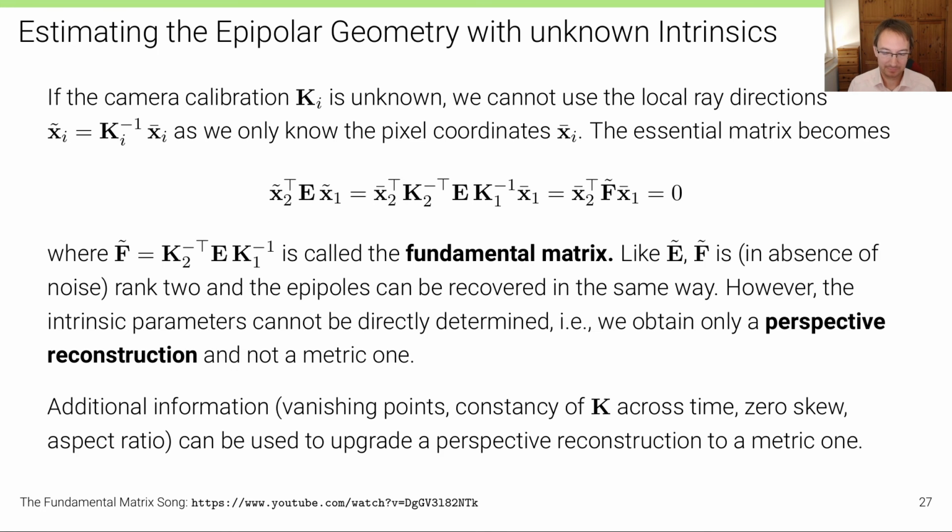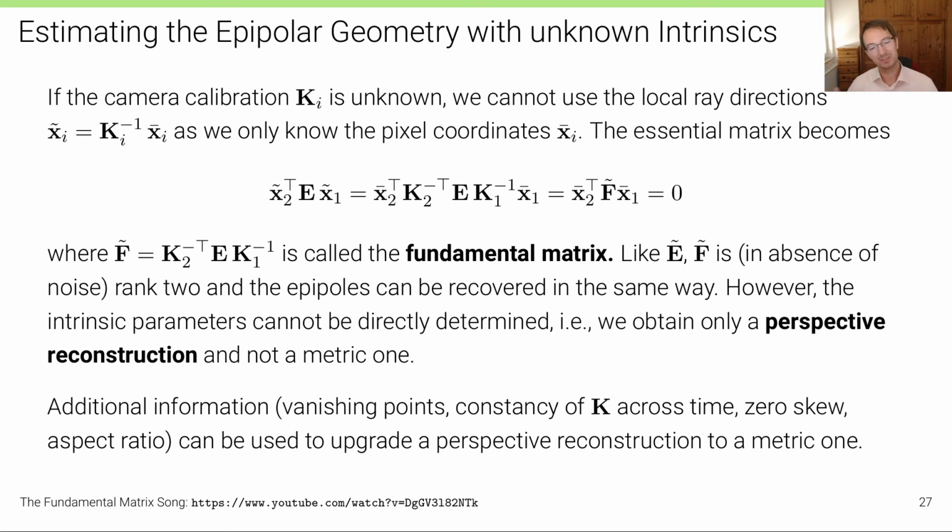Like the essential matrix, the fundamental matrix is, in the absence of noise, rank 2, and the epipoles can be recovered in the same way as before. However, the intrinsic parameters cannot be directly determined. In other words, we obtain only a perspective reconstruction and not a metric one. And that's not very desirable. But it's still useful, for instance, to do certain verification tasks, like verifying if feature correspondences are actually correct because they lie on the epipolar lines. You can do that, but you don't get a metric reconstruction.